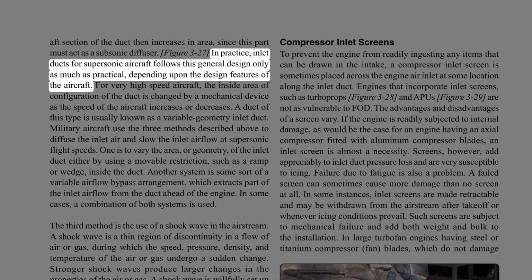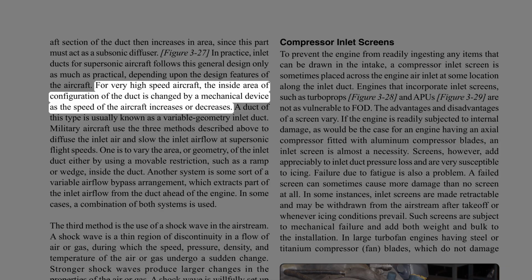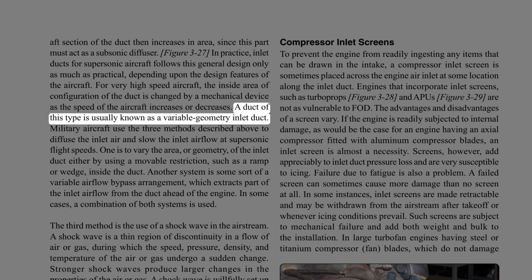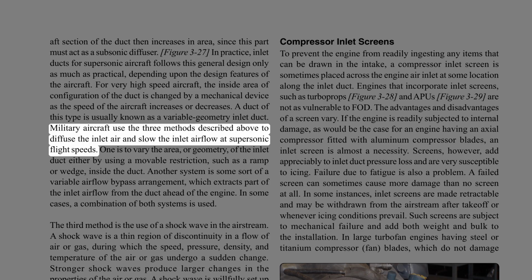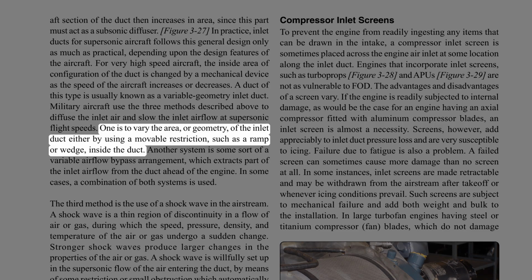In practice, inlet ducts for supersonic aircraft follow this general design only as much as practical, depending upon the design features of the aircraft. For very high-speed aircraft, the inside area or configuration of the duct is changed by a mechanical device as the speed of the aircraft increases or decreases. A duct of this type is usually known as a variable geometry inlet duct. Military aircraft use the three methods described above to diffuse the inlet air and slow the inlet airflow at supersonic flight speeds. One is to vary the area, or geometry, of the inlet duct by using a movable restriction, such as a ramp or wedge, inside the duct.